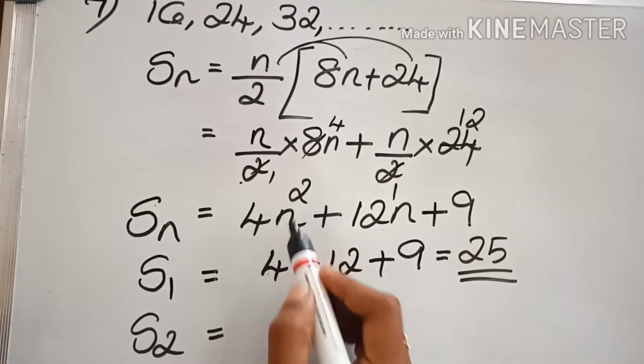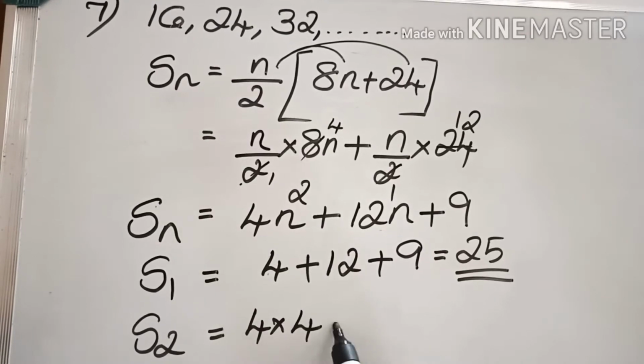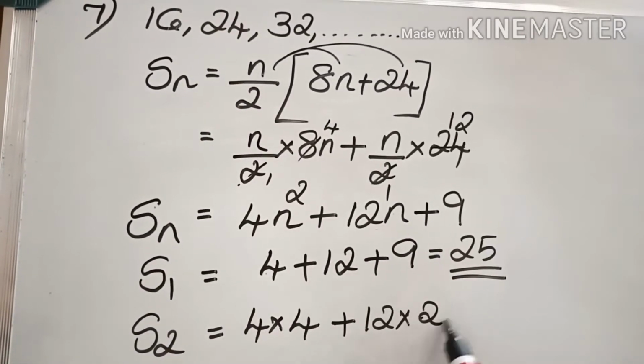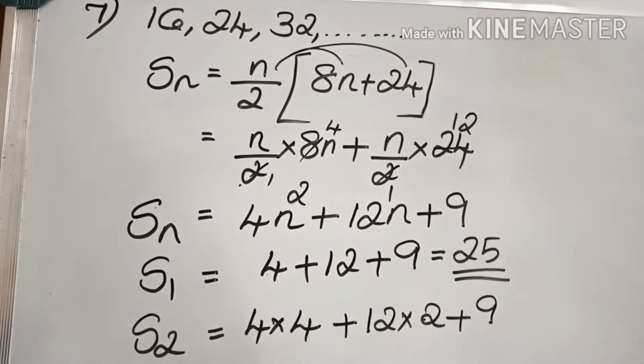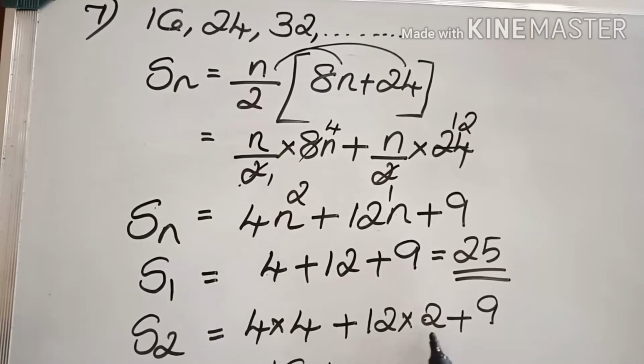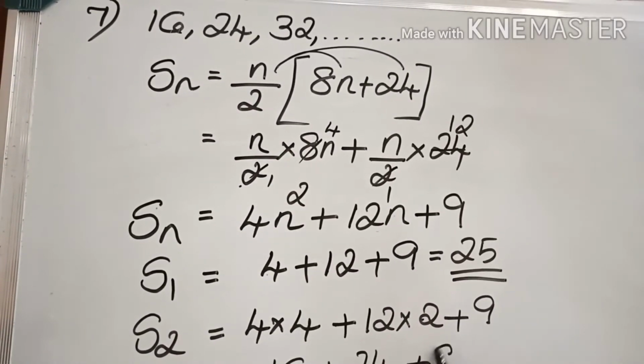2 square will be here. So 4 into 2 square is 4. So 4 into 4 plus 12 into n. In here it is 2 plus 9. 4 fours are 16 plus 12 into 2, 24 plus 9.